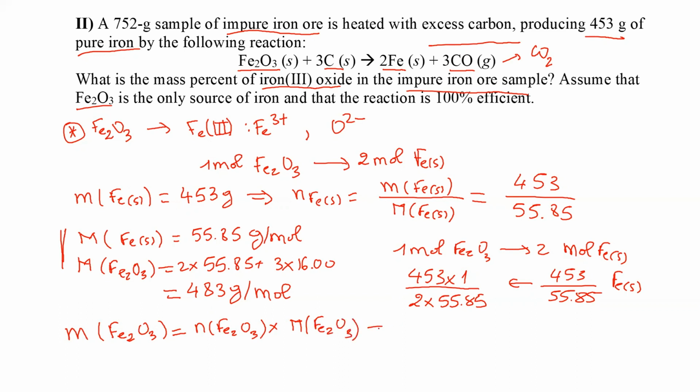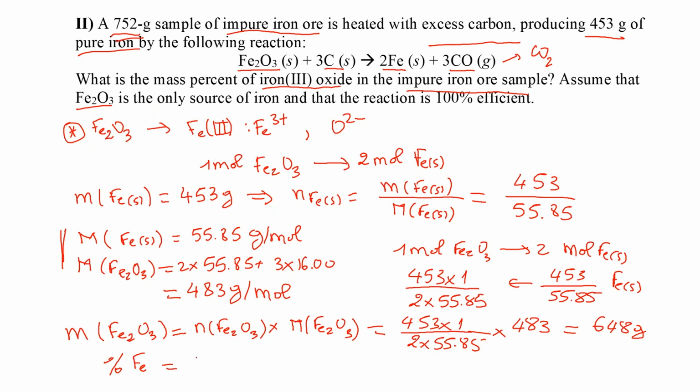I put everything in one calculation. So we know the number of moles is 453 times 1 divided by 2 times 55.85. And we need to multiply by the molar mass, which is 483. And if you calculate that, this is equal to 648 grams. So from my 752 initially, only 648 grams are actually iron oxide. Okay, so I can calculate the percentage of iron oxide from my initial sample.